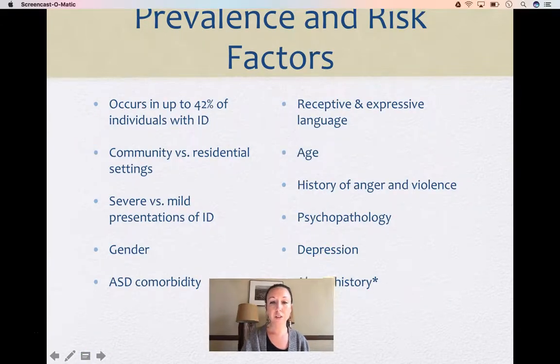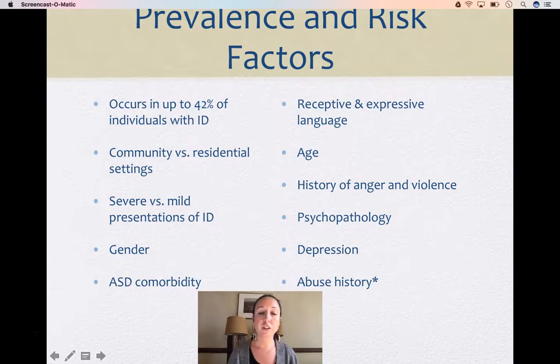All right. So here, looking at the prevalence and risk factors. Aggressive behavior does occur in up to 42% of individuals with intellectual disability, making it, again, the most common problem behavior that we see in this population. It occurs more in residential settings than community settings. Your chapter talks a little bit about that, but I think it's important to pause and think why that may be. It occurs more in individuals that have more severe presentations of intellectual disability rather than mild, more so in males than females, and those that have an autism spectrum disorder diagnosis in addition to intellectual disability.